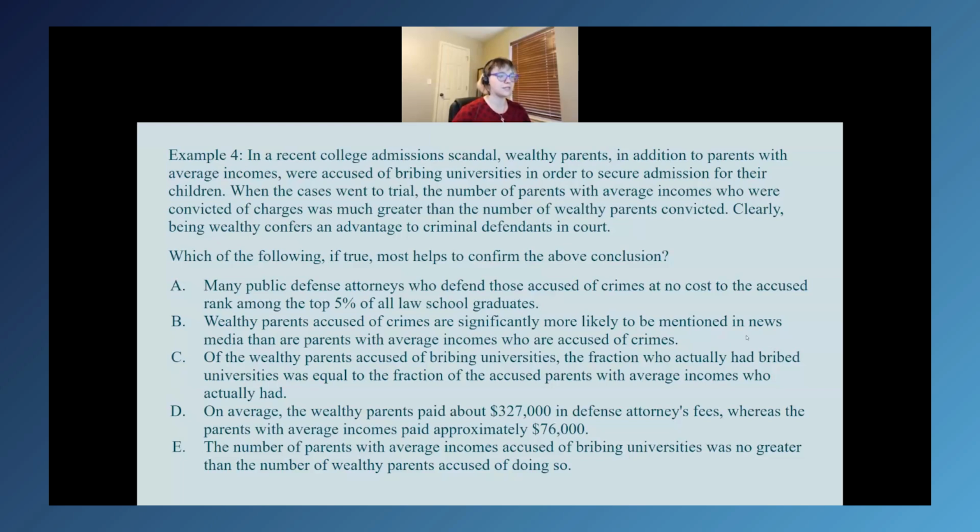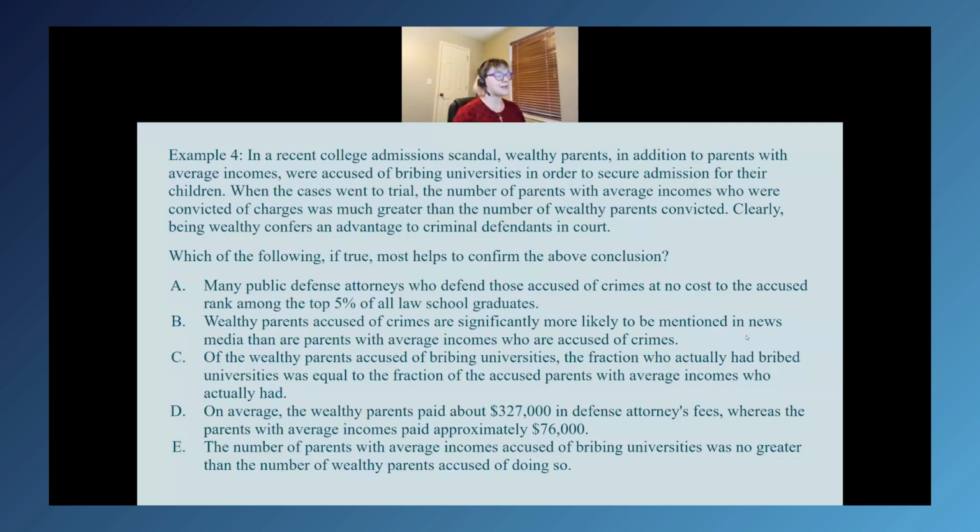And E, the number of parents with average incomes accused of bribing universities was no greater than the number of wealthy parents accused of doing so. E is like C, except it works because it's talking about numbers, and our argument is talking about numbers. If the number of parents with average incomes that were accused of bribing universities was significantly greater than the number of wealthy parents accused of doing so, that would weaken the argument because the conclusion is based solely on the fact that the number of average income parents who were convicted is higher than the number of wealthy parents who were convicted.